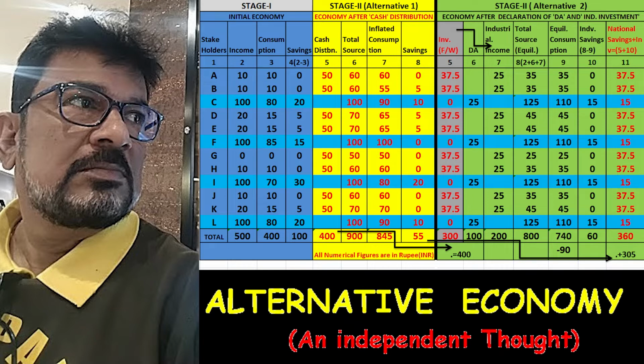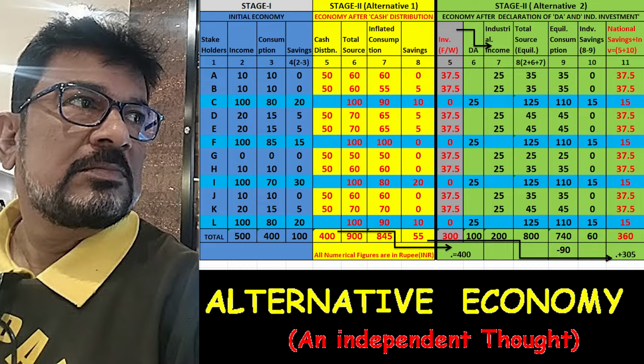Therefore savings will be 55 and individual savings are 5, 10, 5, 5 and like that, and total savings is 55. This is alternative 1, the economy after cash distribution. The initial economy had no cash distribution; stage 2 economy is after distribution of cash. The position has been shown in the yellow column table, that is cash distribution 400, total income 900, inflated total consumption 845 and savings 55.